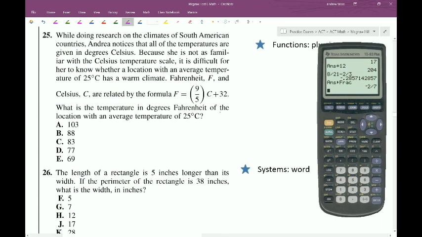What is the temperature in degrees Fahrenheit of the location with an average temperature of 25 Celsius? So they want us to plug 25 in for Celsius. So 25 over 5 is equal to just 5. 9 times 5 is 45. 45 plus 32 is 77.